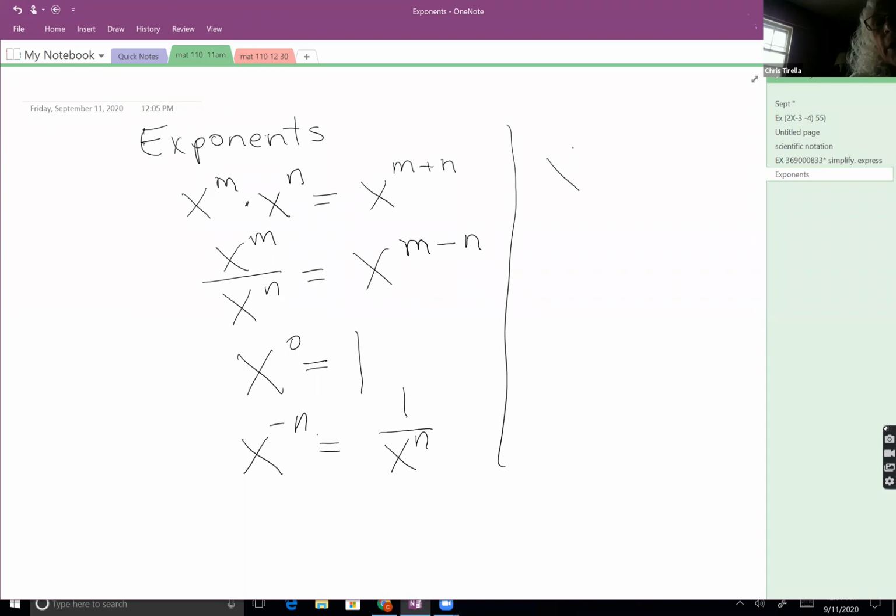Instead, if I have x to the n and raise it to the m power, when I raise a power to a power, I multiply the exponents.